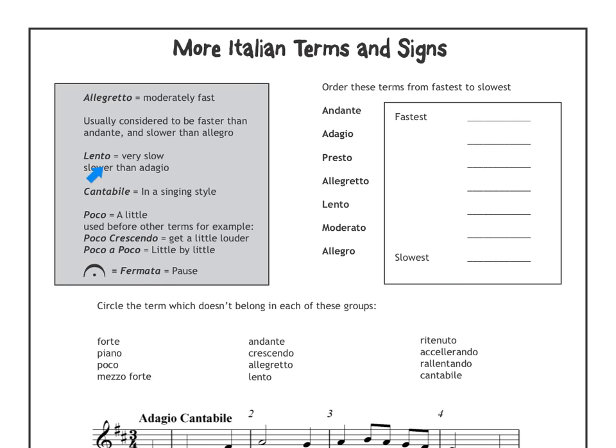A new tempo marking as well, lento, means very, very, very slow. Slower than adagio. Adagio, if you'll remember, is 66 to 76 beats a minute. Let me just find it here again real quick. 66 beats a minute is right here. And so lento is even slower than that. Have a listen. There's 52 beats a minute.